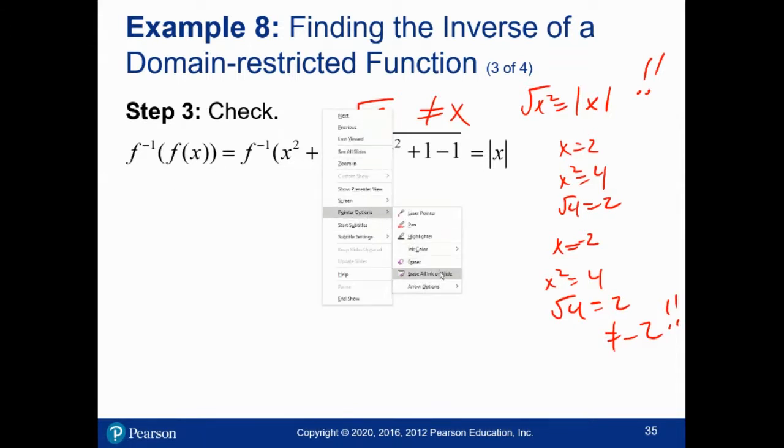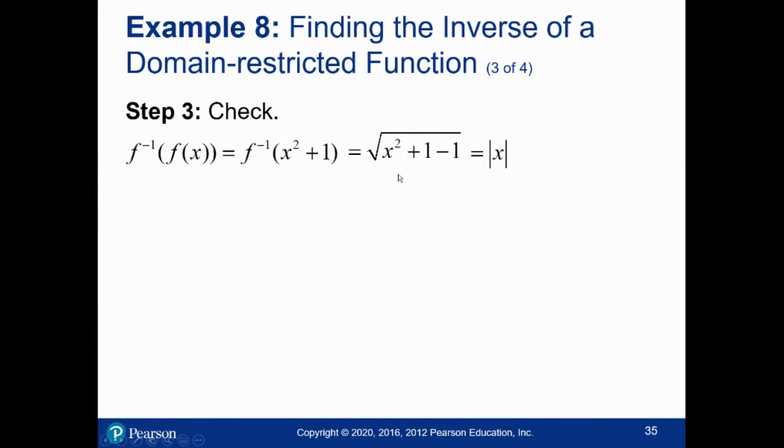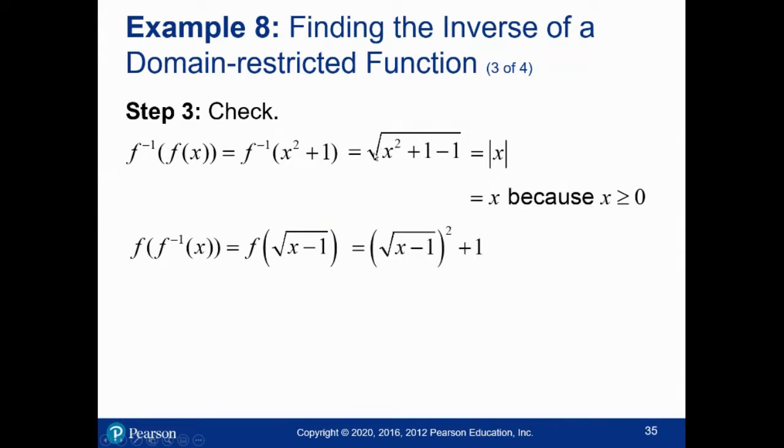Is that what we were hoping for? Well, when you compose a function with its inverse, you hope to get out x. But remember, we had the restriction that x is bigger than or equal to 0, in which case the absolute value is just x. Similarly, if you take f inverse and plug it into f, once I square the square root of x minus 1, we just get x minus 1, and then the ones cancel.